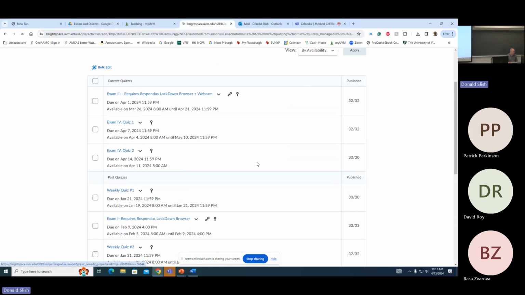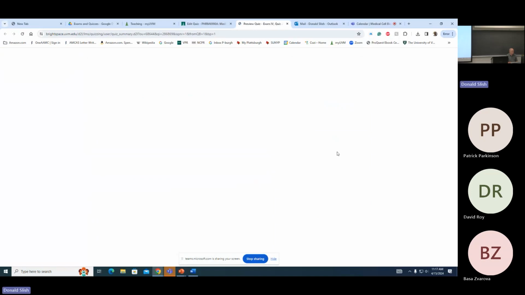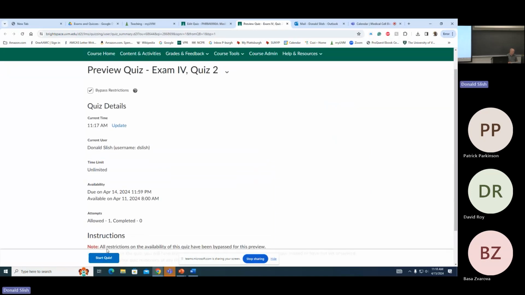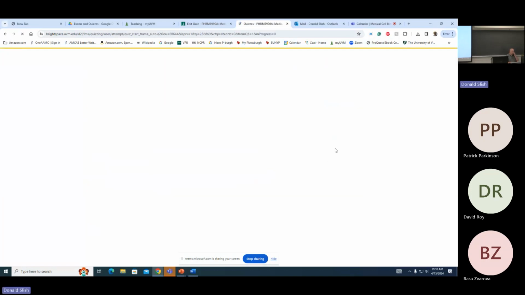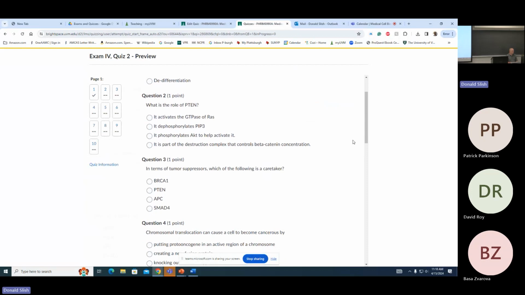Let us do this quiz. See if I can get my own quiz right. Which of the following is not a hallmark of cancer? Anchorage dependent growth, loss of density, angiogenesis, dedifferentiation. So basically, loss of anchorage dependent growth would be cancer. So that is the answer there. What's the role of PTEN? It's going to dephosphorylate PIP3, and that's a caretaker.